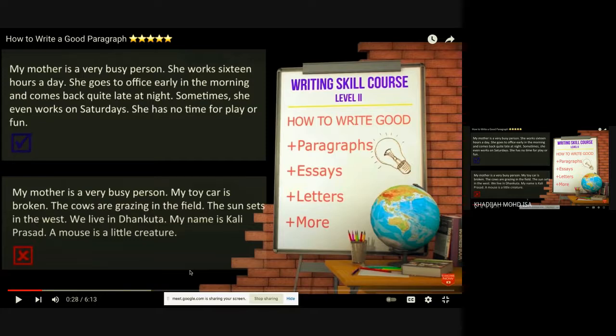But look at the second example. My mother is a very busy person. My toy car is broken. The cows are grazing in the field. The sun sets in the west. We live in Dankuta. My name is Kali Prasad. A mouse is a little creature. How do you see the second example?